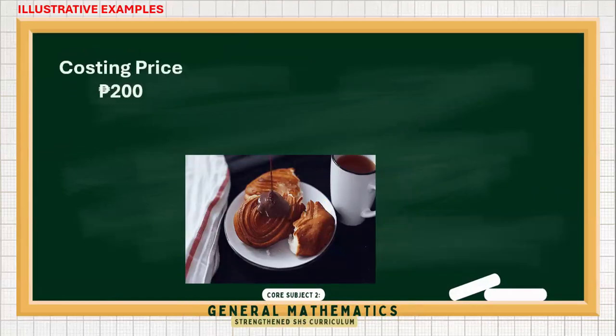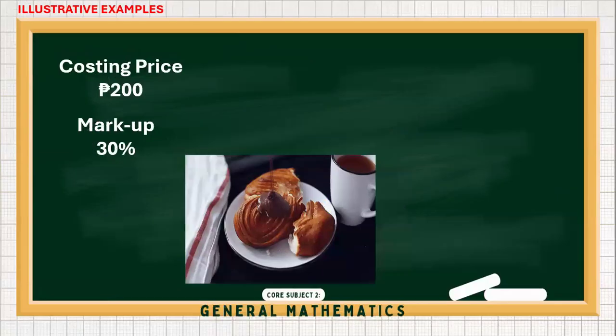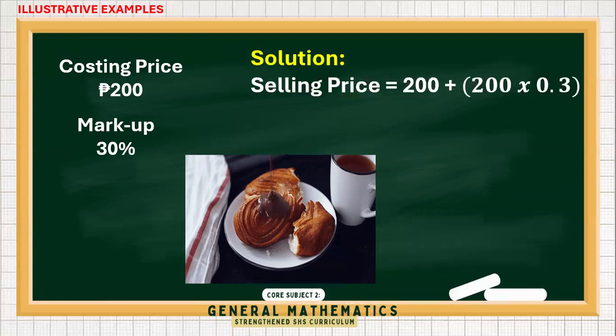So what if the costing price of a croissant is 200 pesos and you need a markup price of 30%? How do we get the selling price? The formula is 200 plus 200 times 0.3. Or there's another way: we could multiply 200 by the multiplier 1.3 and you will get 260 pesos.